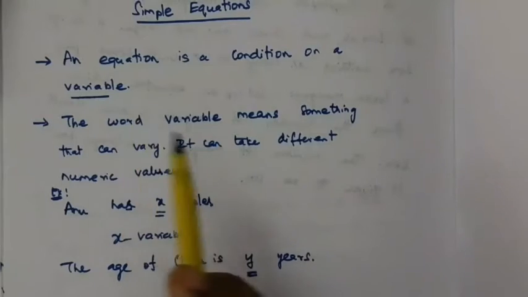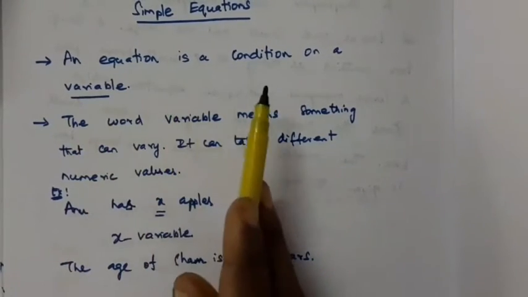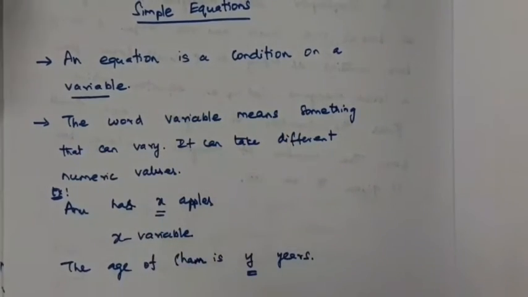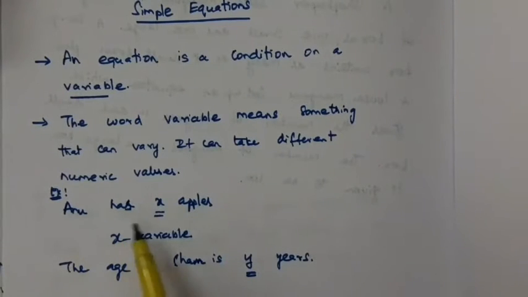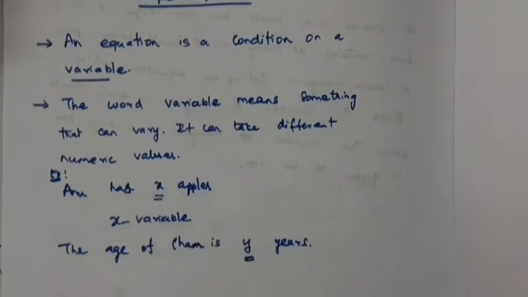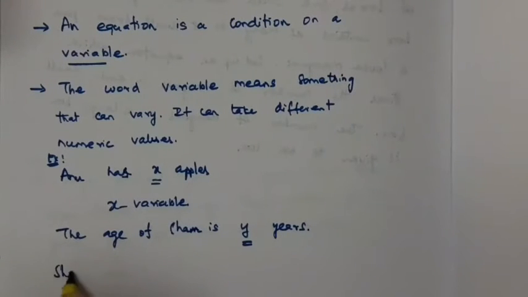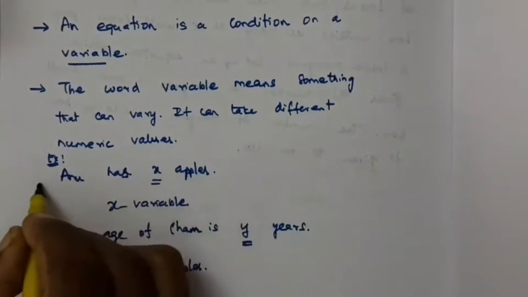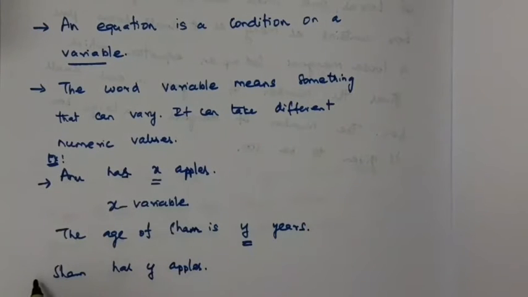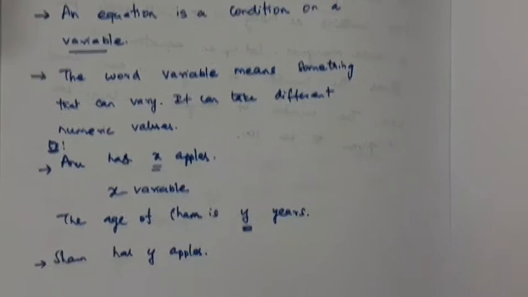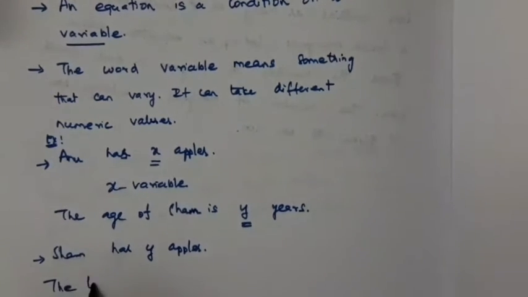So then what does an equation mean? An equation is a condition on a variable. Suppose I said Anu has x apples, and I am saying here Shyam has y apples. Okay, so here Anu has x apples, Shyam has y apples. The total number of apples is z.